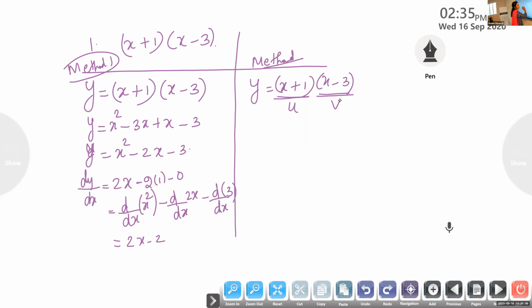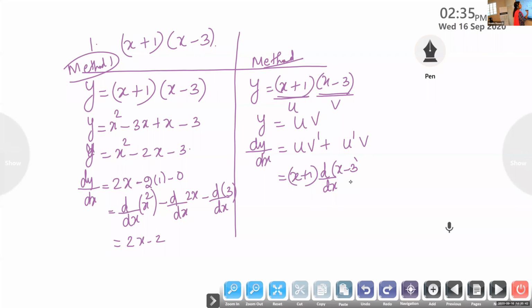What's the formula? What is dy by dx? What is the product rule? u into v dash plus u dash into v. Keep the first function as such, derivative of the second function, plus the second function as such, derivative of the first function. So what is u here? (x plus 1) into d by dx of (x minus 3), plus d by dx of (x plus 1) into the second function, which you keep as such, (x minus 3).